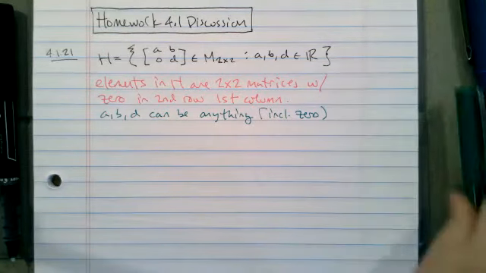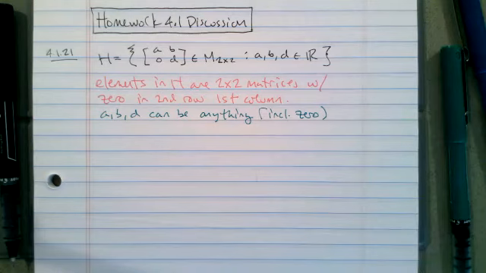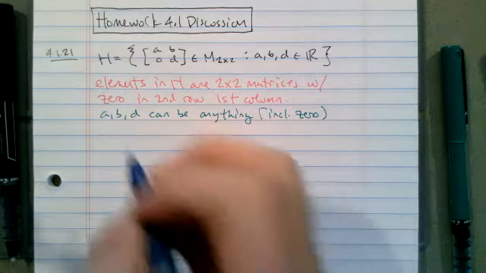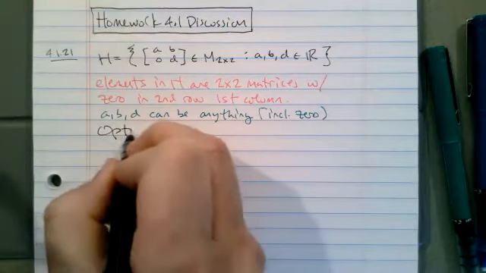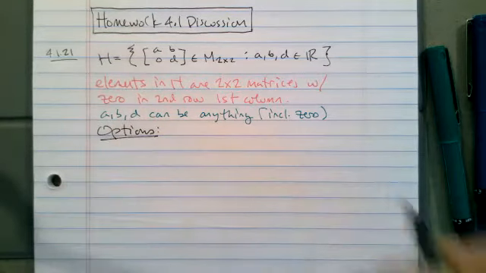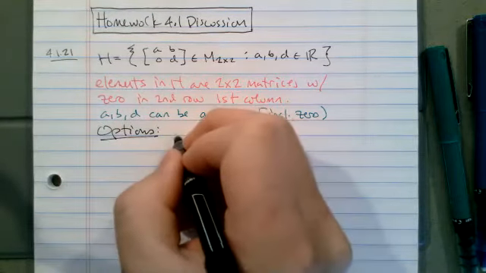So there are a couple of ways that we could show that H is a subspace. My favorite way is to show that H is the span of a set of vectors. So if we could show that H is the span of a set of vectors, then H is a subspace. That's one option. So our options for showing H is a subspace.